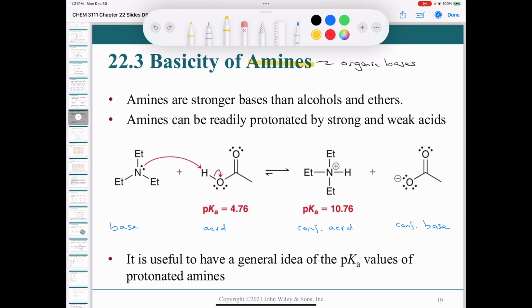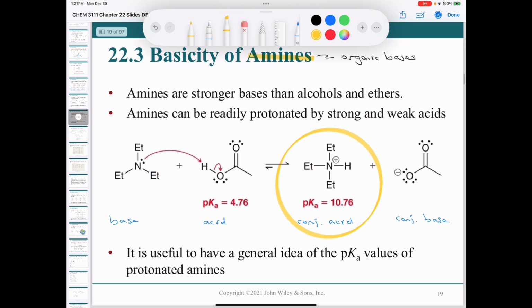And so what does that tell you? It tells you that triethylamine can very effectively deprotonate acetic acid. So it's a good idea to have a general idea of the pKa values of the protonated amines. Okay, so we started out with this one here. The triethylammonium ion has a pKa of around 10.76, so we'll just say close to 11.